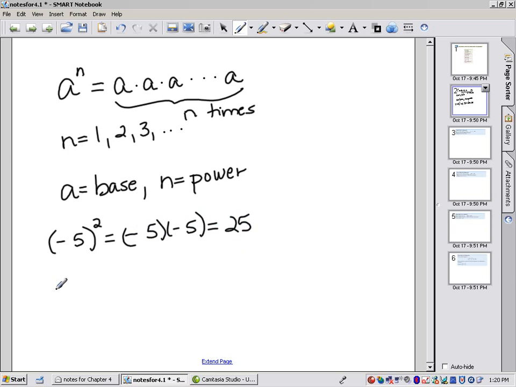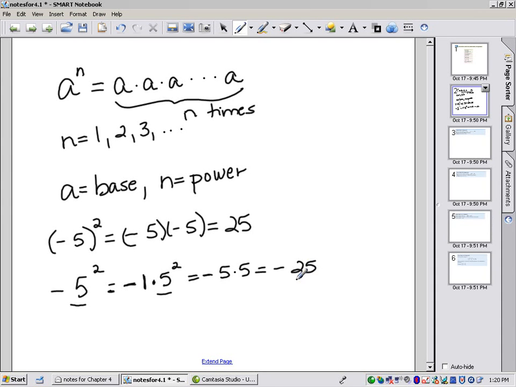Now let's change the problem ever so slightly and remove those parentheses. In this case, this is read the opposite of 5 squared. You can think of it as really a negative 1 times 5 squared. So the base of the exponent in this case is just the 5. So only the 5 repeats. The negative 1, or the opposite, stays. So we'd really have the opposite of 5 times 5, or the opposite of 25. So identifying the base is critical.